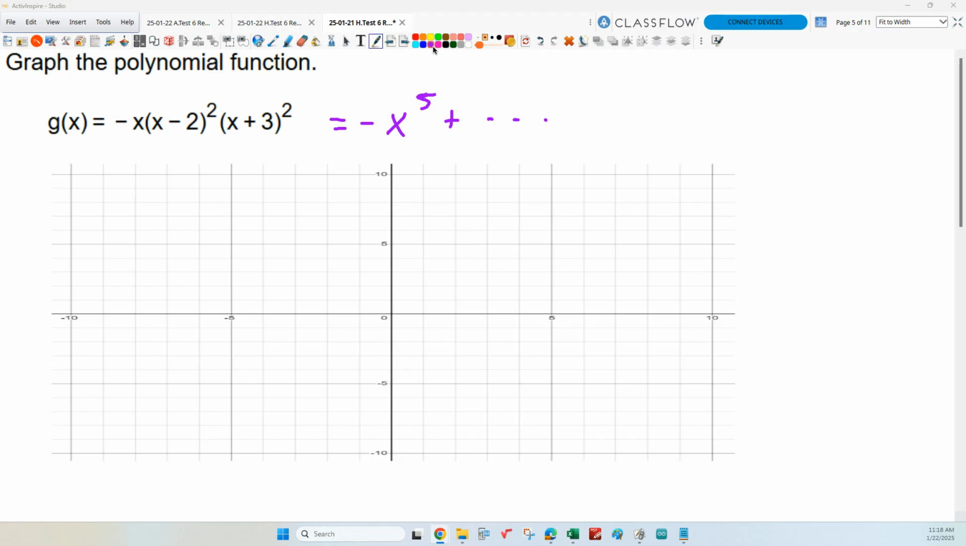Okay, if I multiply this whole thing out, then what is that end behavior? Positive or negative, odd or even? Negative odd. So that's going to be up, left, down, right, isn't it? Right. So we know we're doing that. Now I just need the x-intercepts. Well, what's the x-intercept associated with that factor?